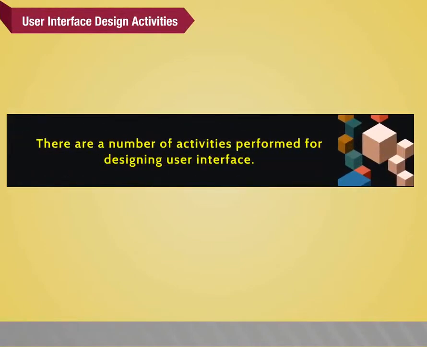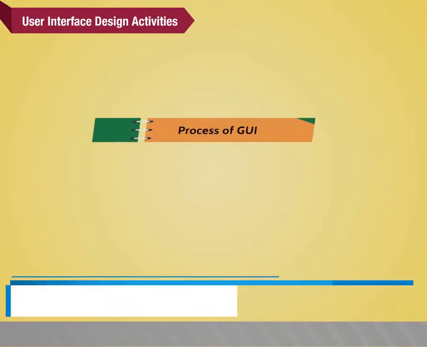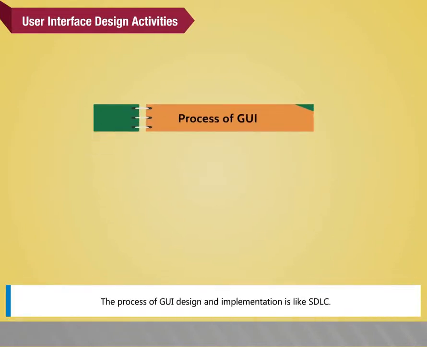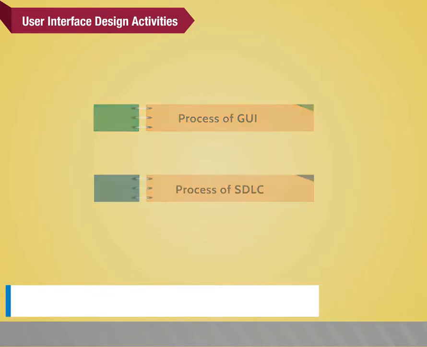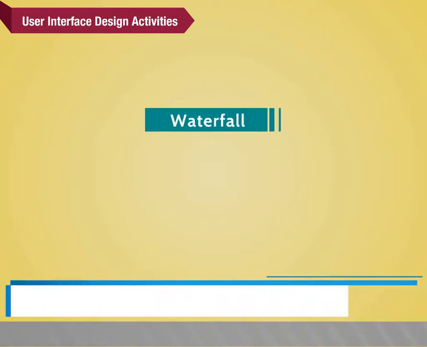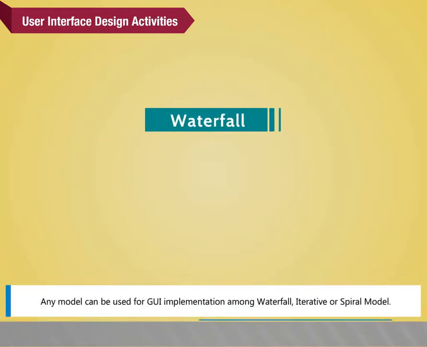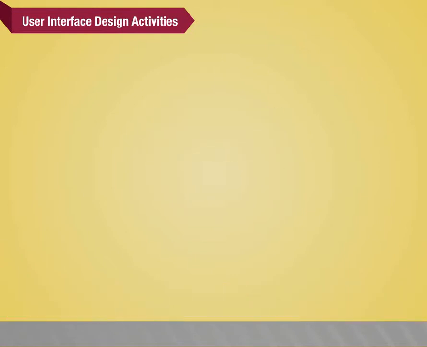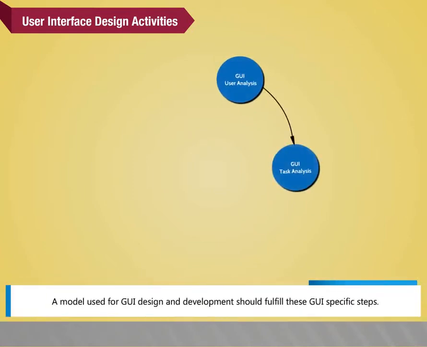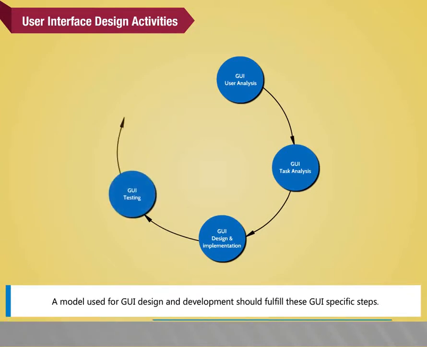There are a number of activities performed for designing user interface. The process of GUI design and implementation is like SDLC. Any model can be used for GUI implementation among waterfall, iterative, or spiral model. A model used for GUI design and development should fulfill these GUI-specific steps.